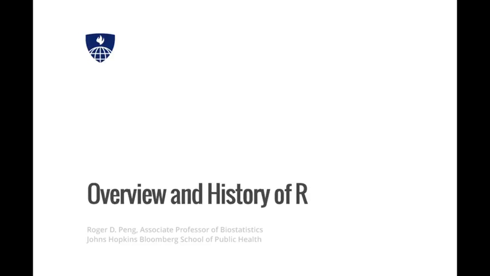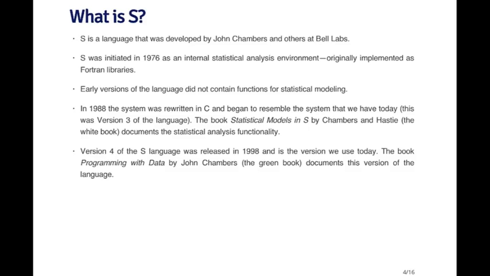And in this lecture, I'm going to give a little overview and a very brief history of the R statistical programming environment. So the very first question I think is most obvious, which is what is R? And the answer is actually quite simple. It's basically R is a dialect of S. Okay, so that leads to the next logical question, which is what is S?